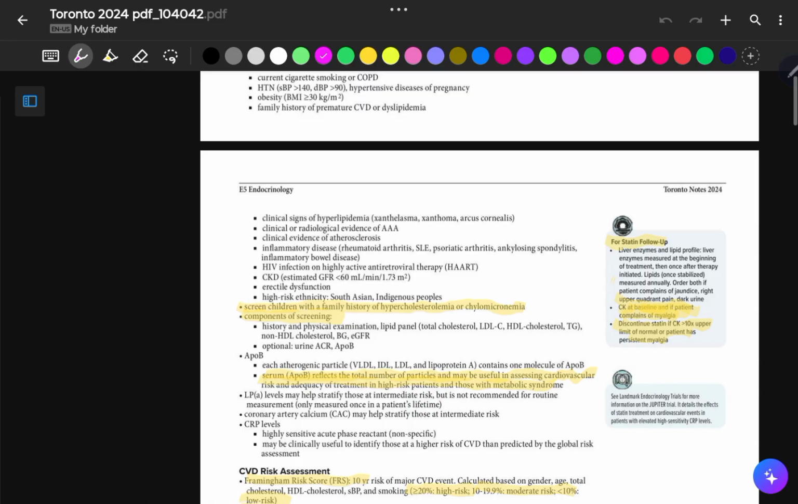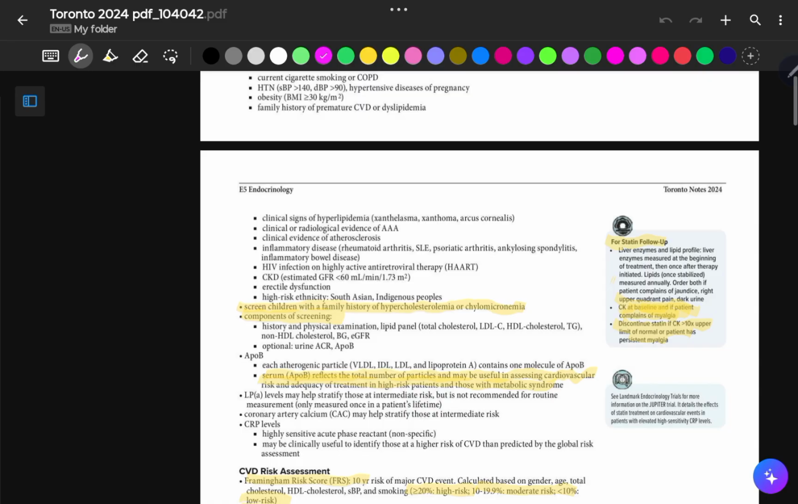You can do your CK, creatine kinase, levels at baseline. You can check your CK levels if the patient complains of myalgia. Remember, myalgia is one of the side effects of statin. Discontinue your statin if your CK is more than 10 times the upper limit of normal, or the patient has persistent myalgia.